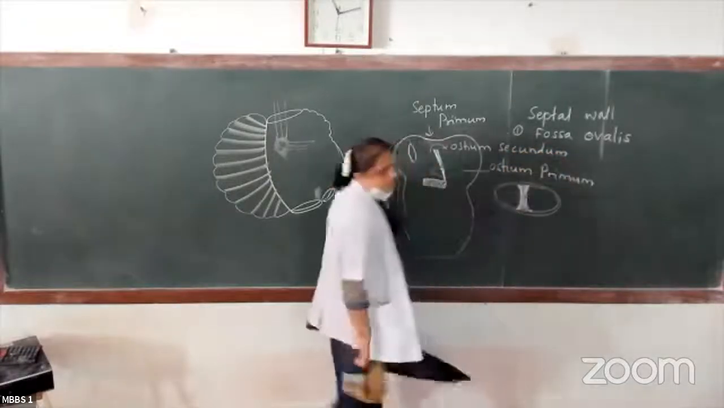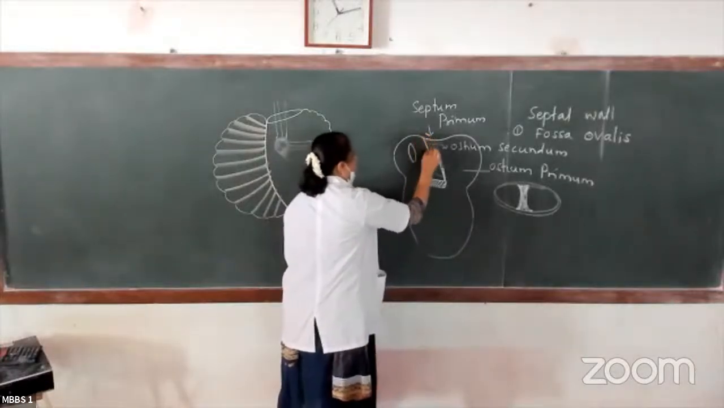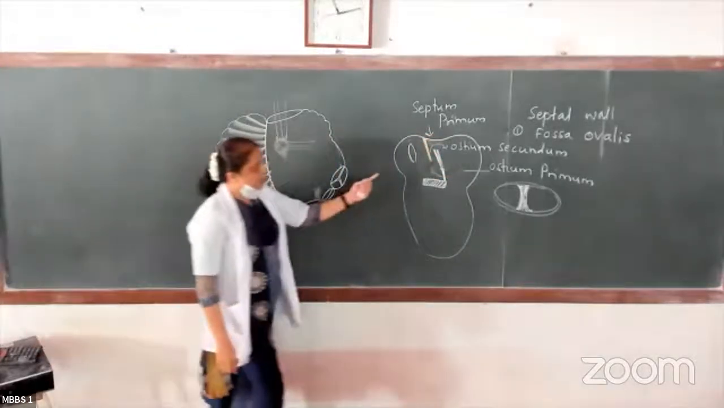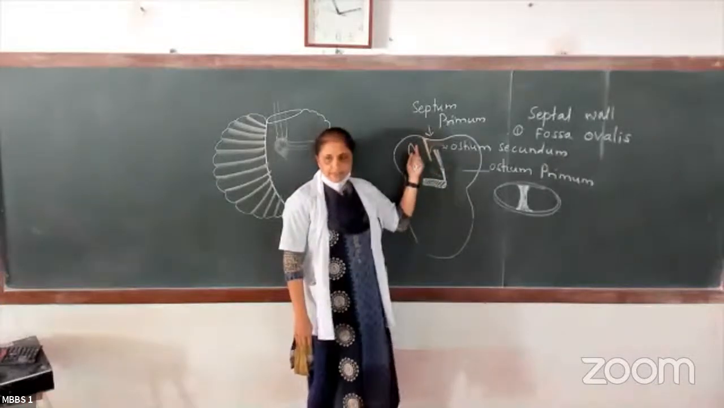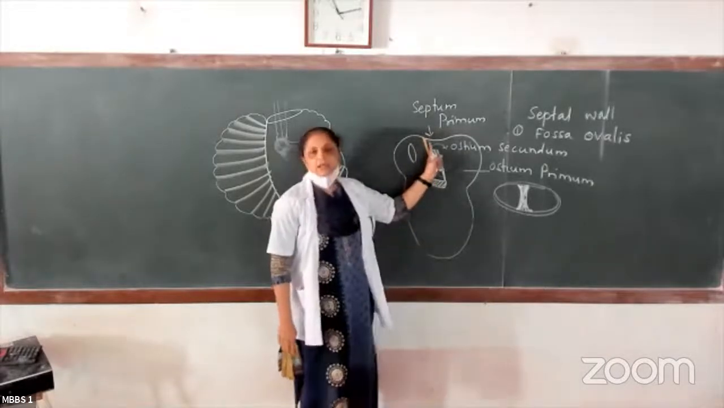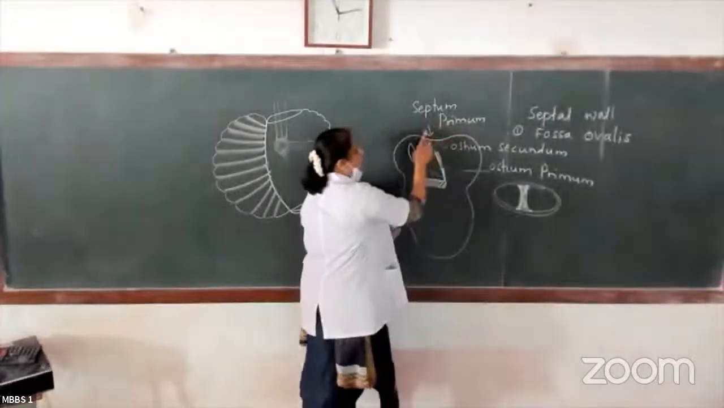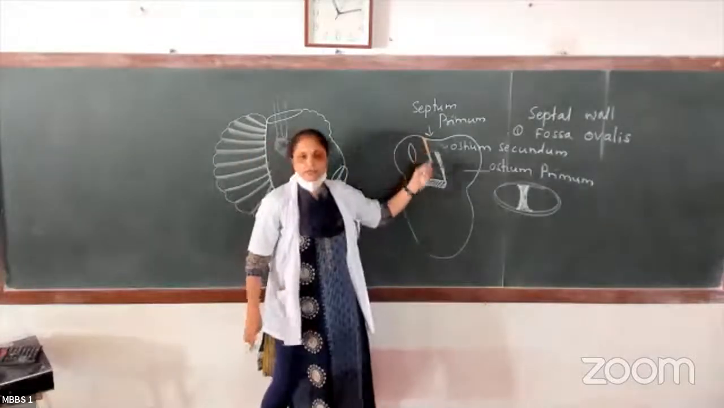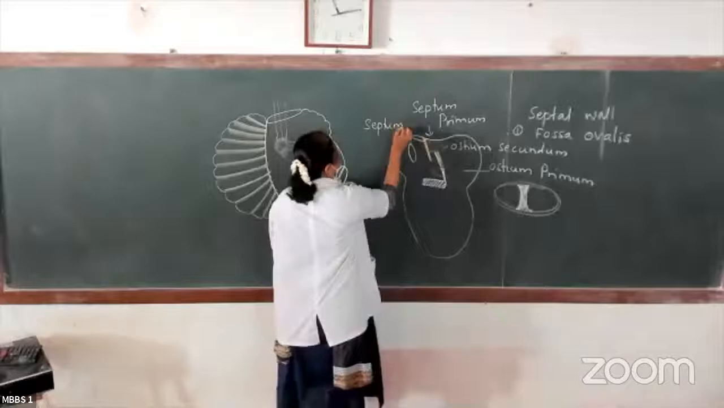When the ostium secundum is formed, one more septum starts growing from the left margin of the septum primum. The second septum descends down, overlapping the septum primum and the ostium secundum. The septum started growing at the same time as the ostium secundum was forming. Now the second septum has developed, and it is called the septum secundum.